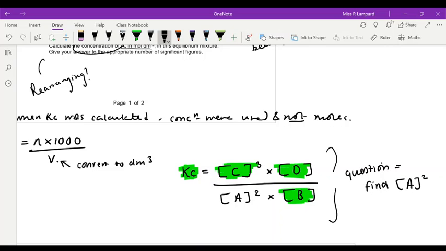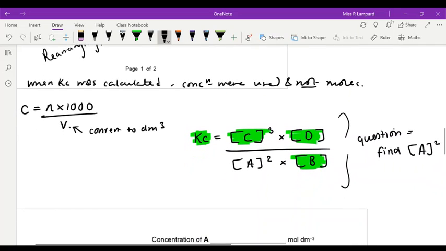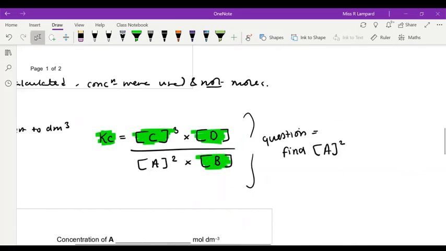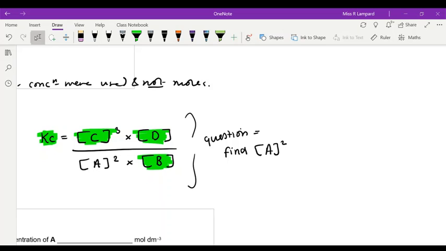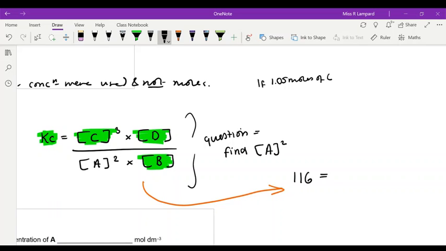the value of that. Now, I'm going to put my numbers in here, and this is just the way that I work. Remember, you might work about it in a different way. But I know the value of Kc is 116. So let's transfer our knowledge from this part over here. So 116 is equal to the concentration of C. Well, we know that the number of moles of C is 1.05. So if 1.05 moles of C, we need to convert that to a concentration.